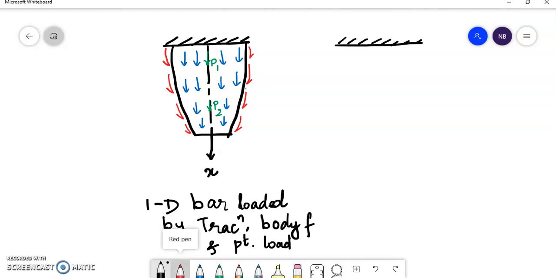Before that, let me write down. This is force T and this is small f, body force. So I will consider that there is a node here at point P1. And also I would divide this part here into 2. So let me take it.